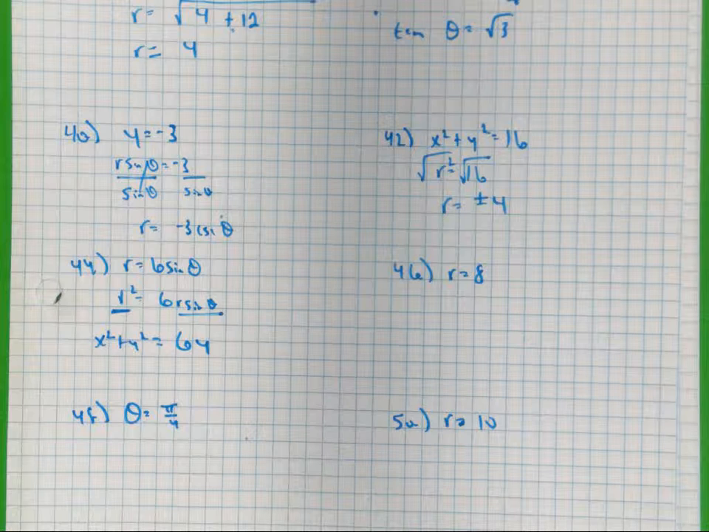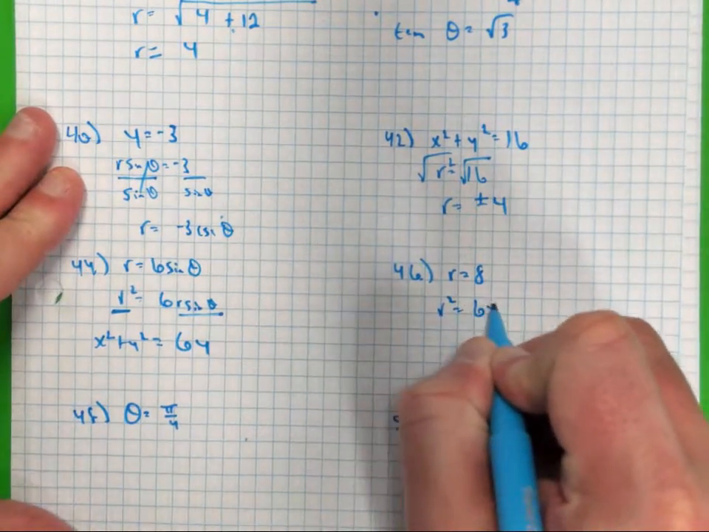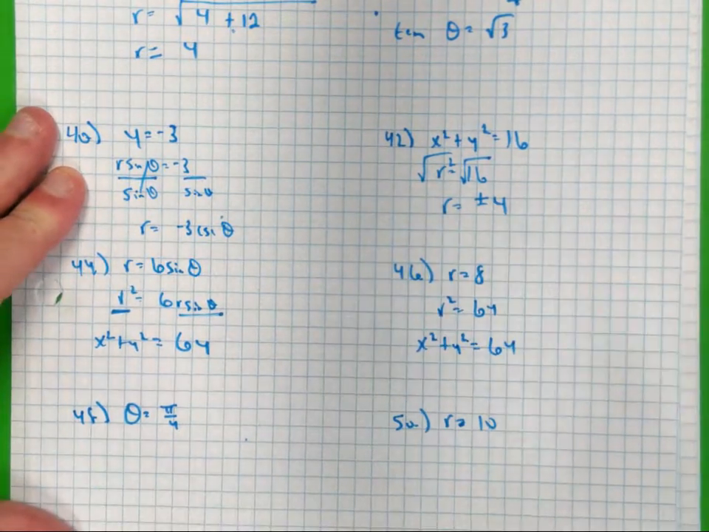Number 46. What's keeping us from doing anything right now with that r? It's not r what? Squared. So how can I make that r squared? Square both sides, couldn't I? You don't need to multiply both sides by r because you had 8r there, wouldn't you? So you just need to square both sides. So this is going to be r squared equals 64. And replace r squared with x squared plus y squared equals 64.